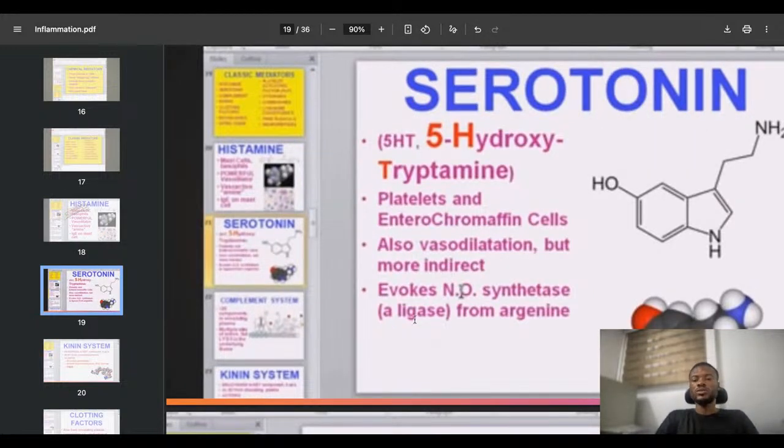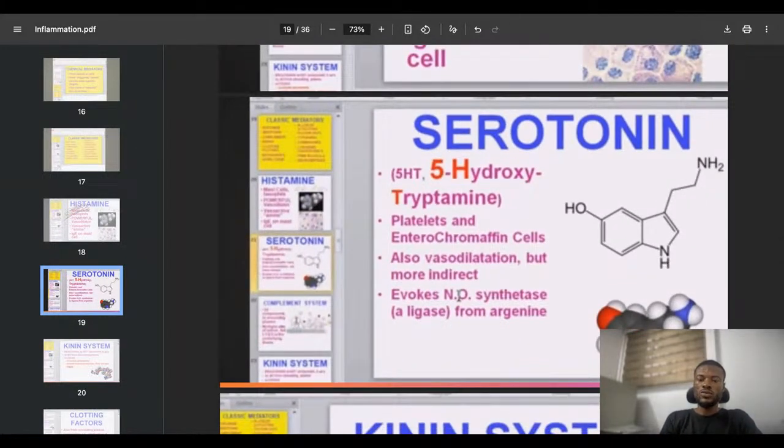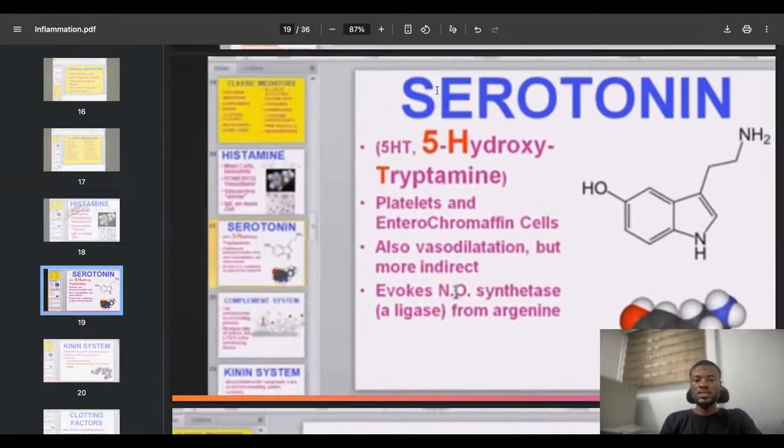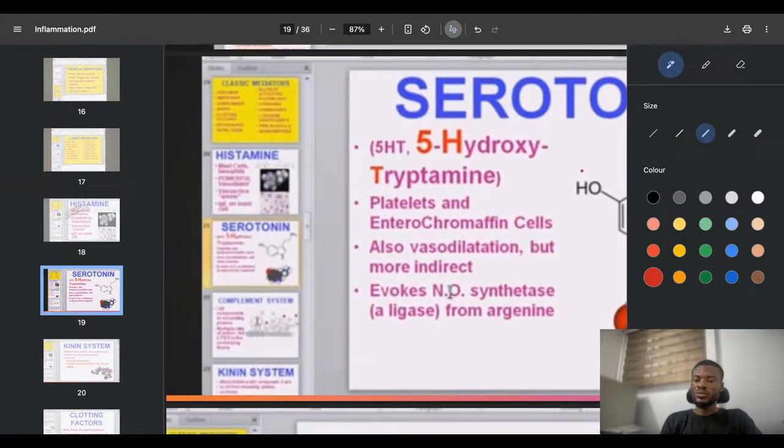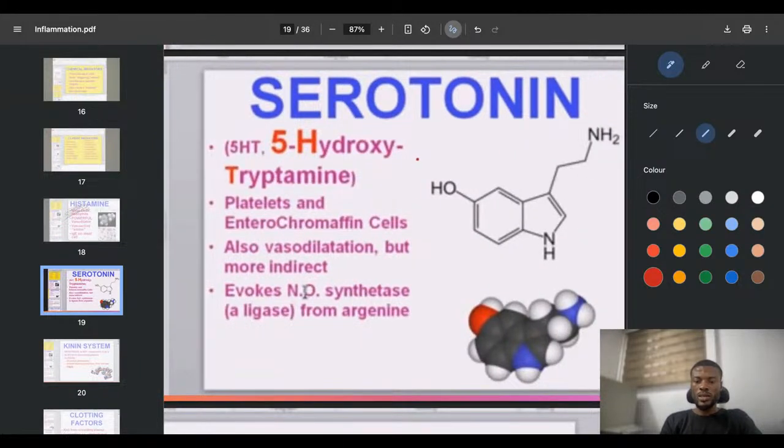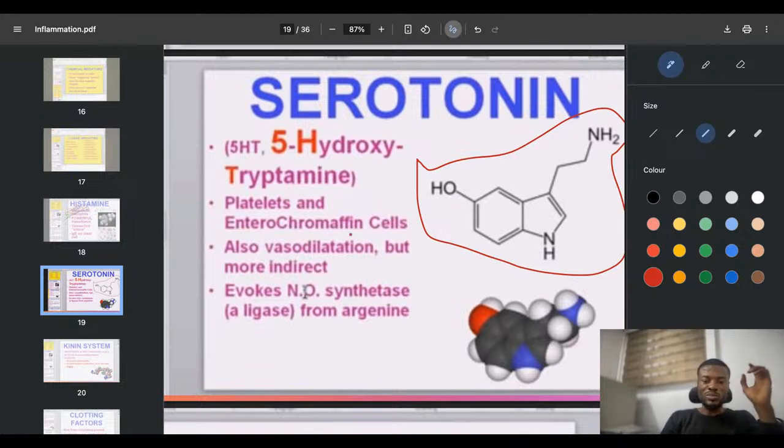So we also have serotonin, and this is for those of you who are fans of biochemistry. This is the chemical symbol for serotonin. So you have some amino acid inside. I don't know whether it's arginine or phenylalanine or whatever. I don't want to concern myself with these things. So yeah, tryptamine. This thing tells you that it's an amino acid, and they are produced by platelets and enterochromaffin cells.